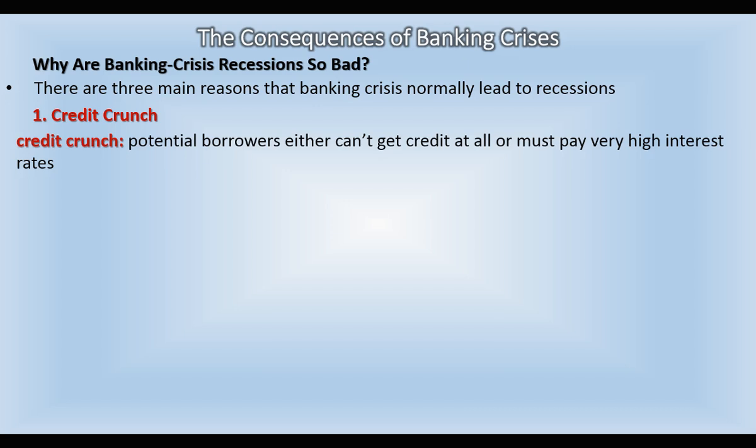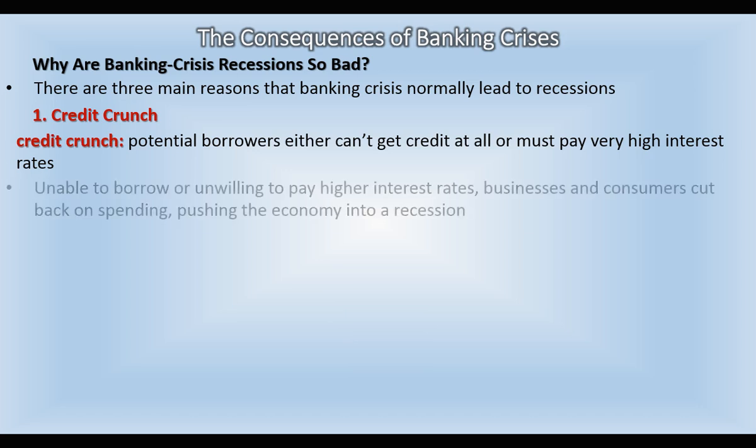A credit crunch means that potential borrowers either can't get credit at all or must pay very high interest rates. So in 2008, right after everything went crazy, banks were not lending at all. Even after the bailout, even after the TARP was passed and the $1 trillion check was handed over, they still weren't lending. And so if they're not lending, people can't borrow. If people can't borrow, investments can't be made. If investments can't be made, then obviously aggregate demand shifts to the left, and then you have a recession.